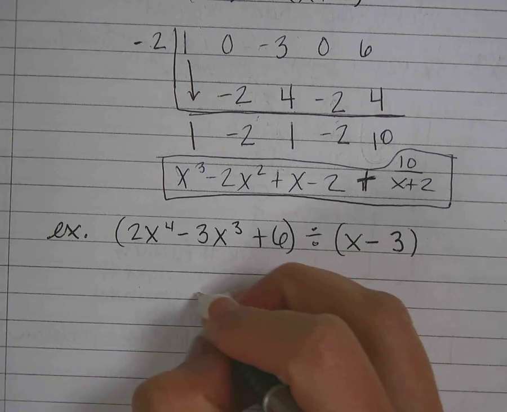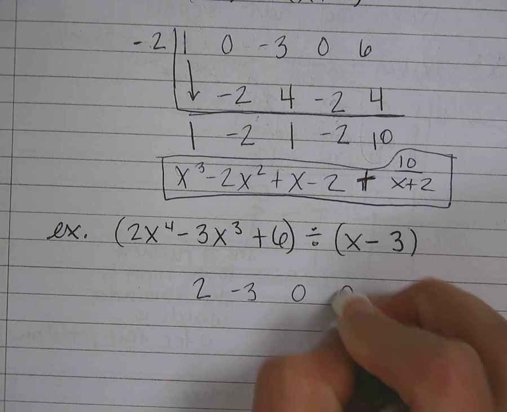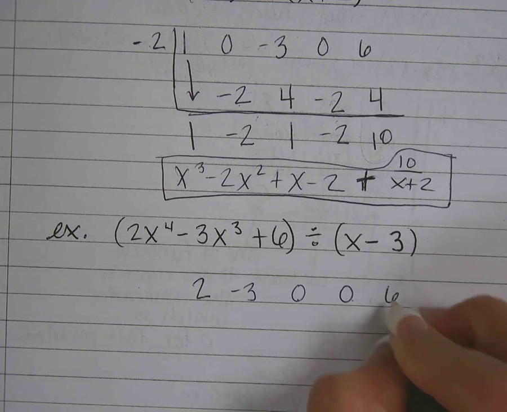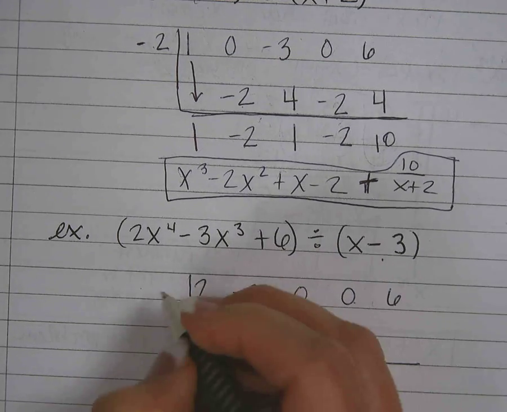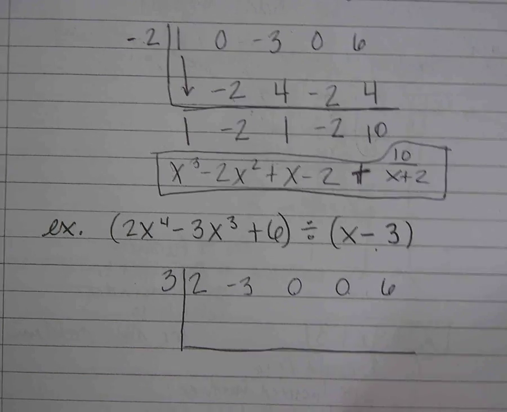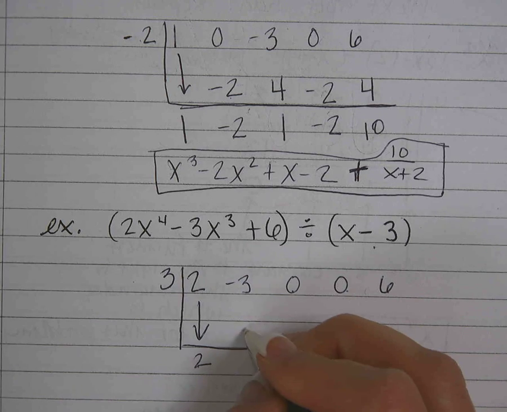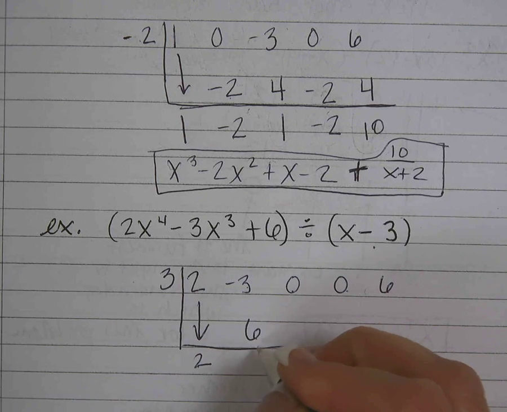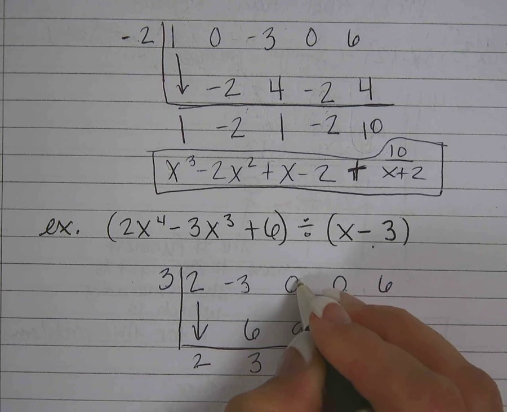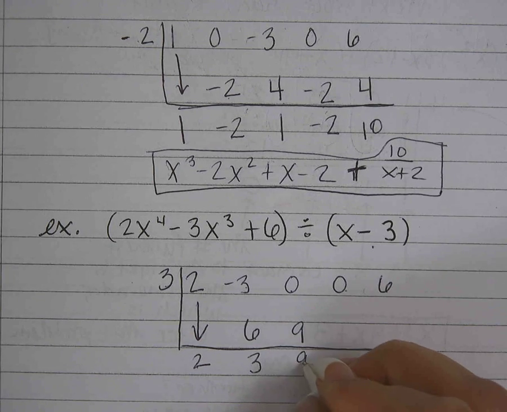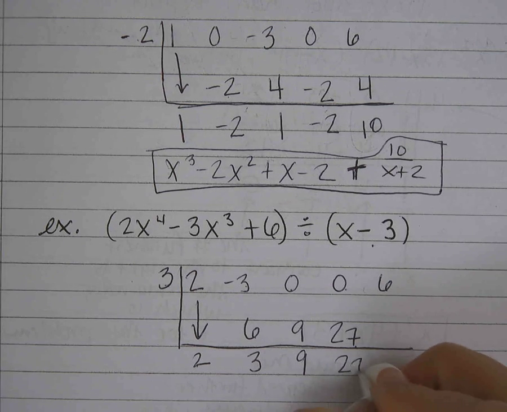Okay, so we're going to write 2, -3, 0, 0 for x squared and x, and 6. X minus 3 solved would be +3. Then I start my division. Drag down the 2 and I got 2. 2 times 3 is 6. -3 plus 6 is +3. 3 times 3 is 9. 0 plus 9 is 9. 9 times 3 is 27. 0 plus 27 is 27.